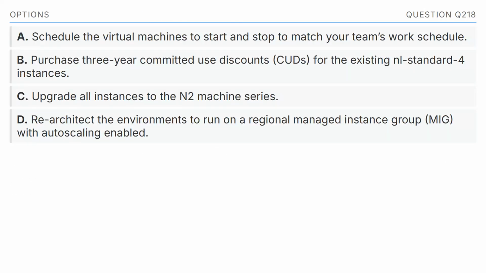The options are: Option A, schedule the virtual machines to start and stop to match your team's work schedule. Option B, purchase 3-year committed use discounts (CUDs) for the existing N1 Standard 4 instances. Option C, upgrade all instances to the N2 machine series. Option D, re-architect the environments to run on a regional managed instance group (MIG) with auto-scaling enabled.